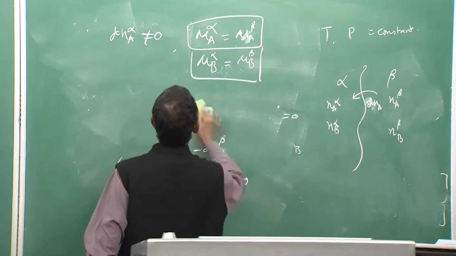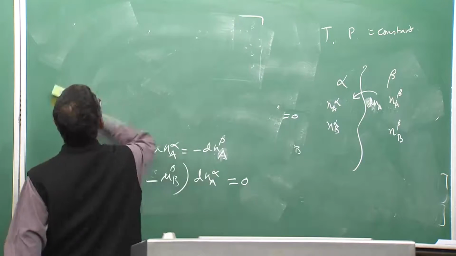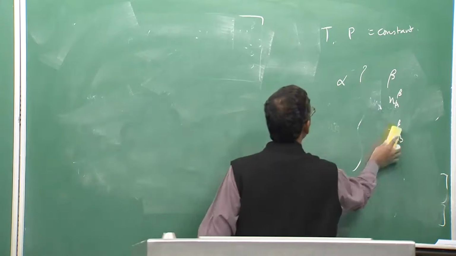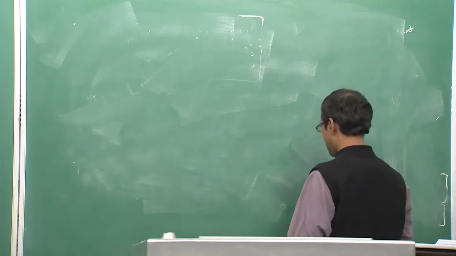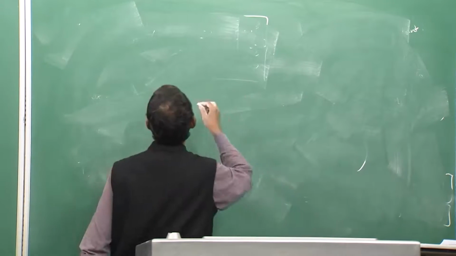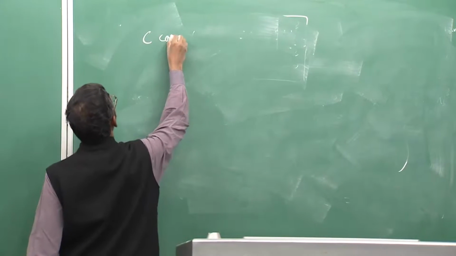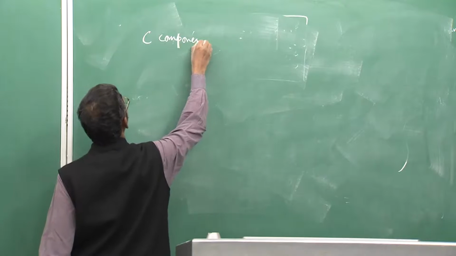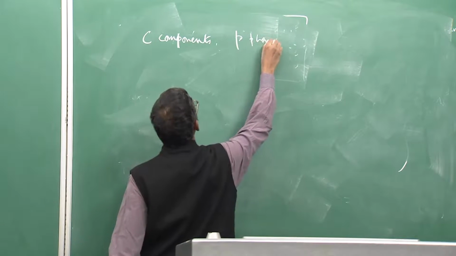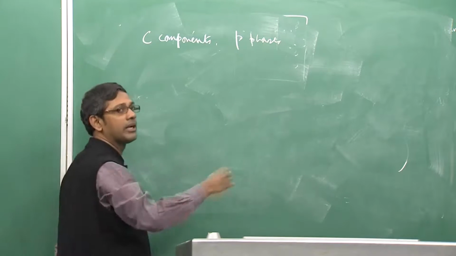If you do not understand, I will think about it again and discuss, but let me just derive, in whatever time I have in this class, what the phase rule is. Let us suppose I have C components in a generalized system and P phases, alpha, beta, gamma, delta, going up to P.